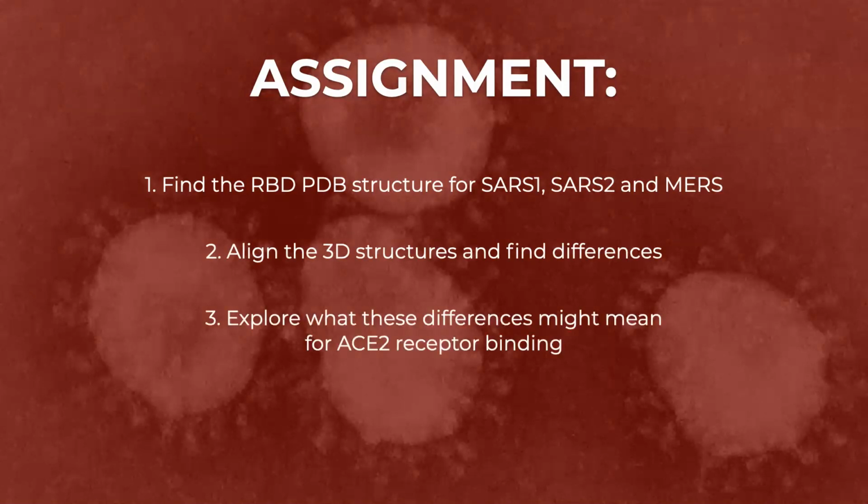Explore what these differences might mean for ACE2 receptor binding. And obviously, that also means look at the paper, and in all of the papers that I shared with you, you'll see some examples of how people use this kind of alignment and superimposition to infer how the affinity changes and what might be the impact of that. Okay, so any question about this assignment?